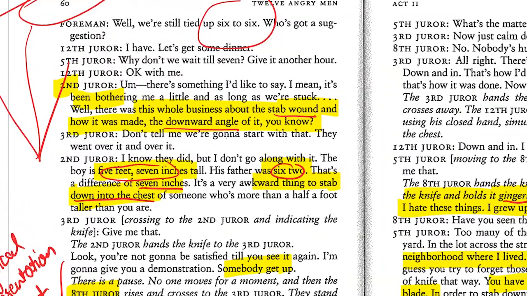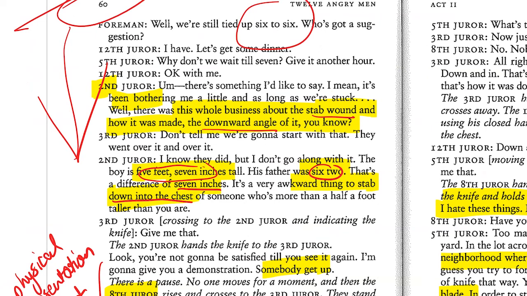On page 60, the second juror brings up this business of the stab wound and how it was made, this downward angle. He's like, I'm not sure, something about it doesn't go right. The boy's 5'7" and the father's 6'2". That's 7 inches. It's awkward to stab down into the chest of someone who's more than half a foot taller than you are.